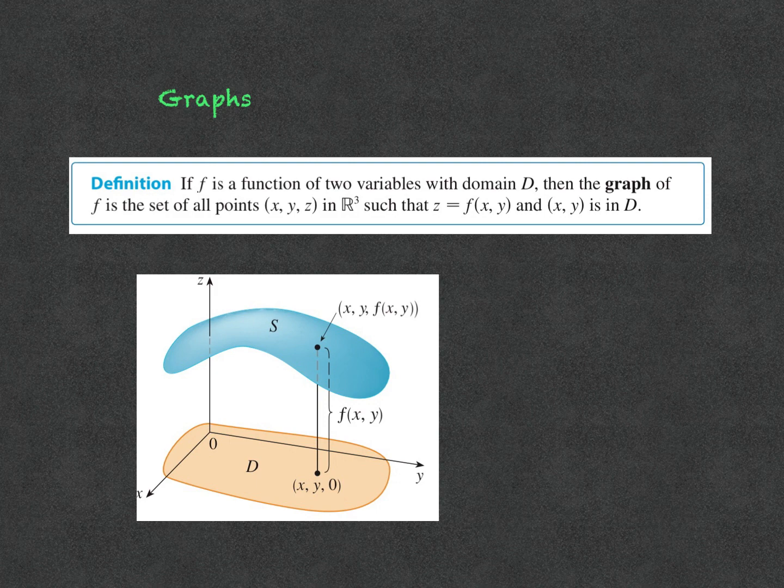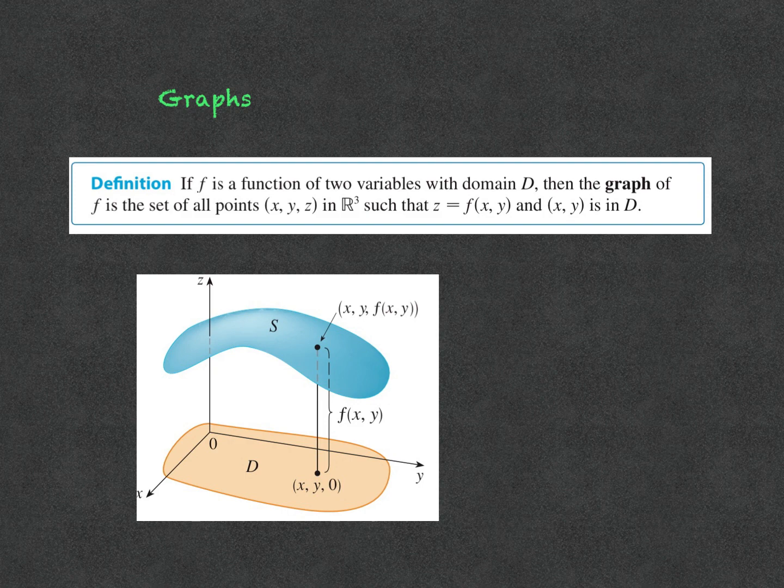So another way to visualize the behavior of a function of two variables is to consider its graph. So here we have the definition. If f is a function of two variables with a domain of D, then the graph of f is the set of all points (x, y, z) in R3, such that z equals f of (x, y) and (x, y) is in D. We kind of looked at that a little bit earlier when we talked about the range, but we're going to look at this a little more.